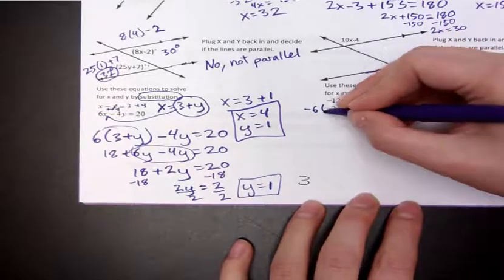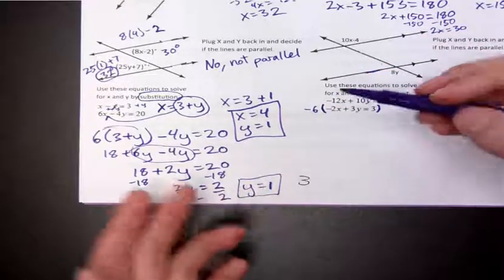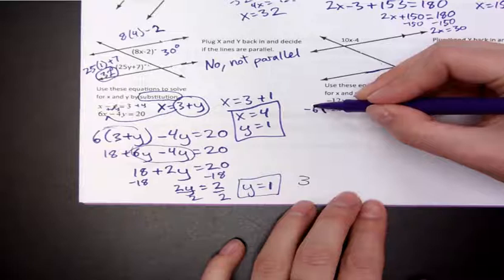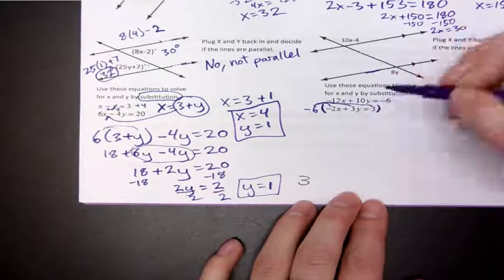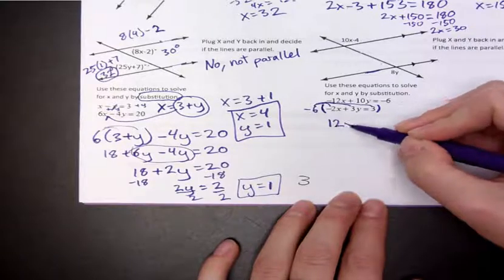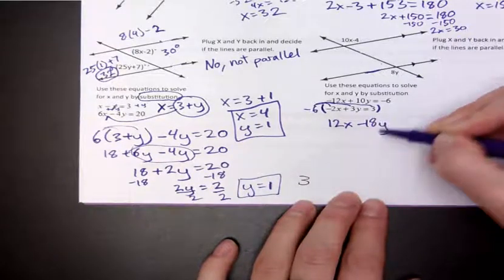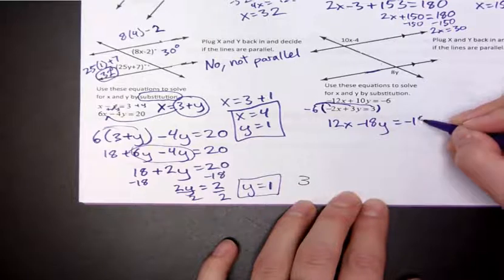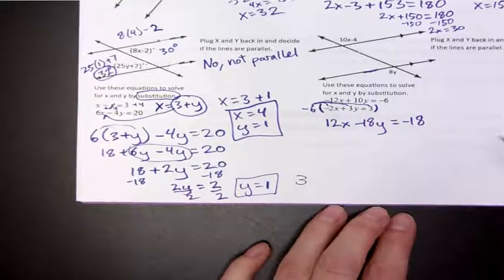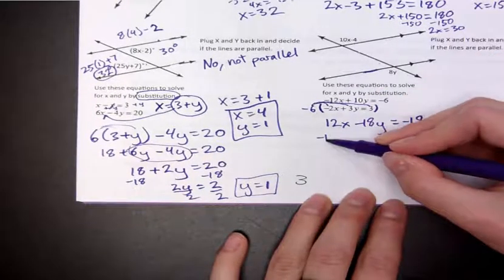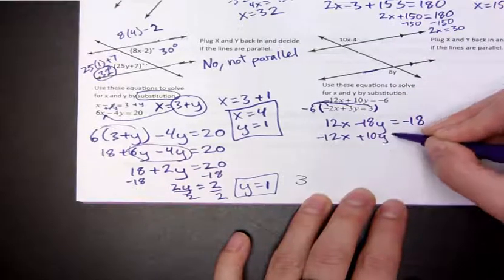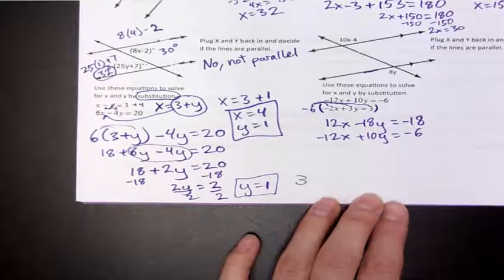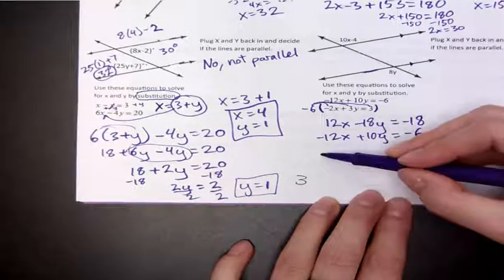Okay, and you guys, you can solve any of these equations either way. I'm just showing it this way so you see both options. So I distribute my negative 6 to every single term of this equation. So then I have 12x minus 18y equals negative 18. Did I do my math right? Okay. And then I'm just going to carry down the second equation underneath it. So negative 12x plus 10y equals negative 6. Okay, and then I go ahead and add them together.